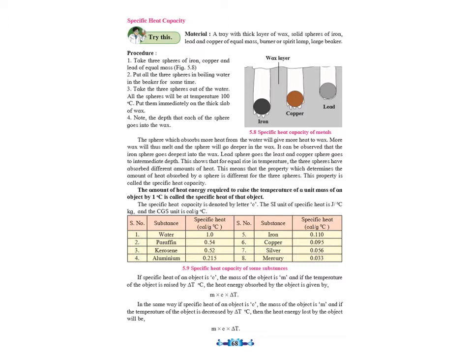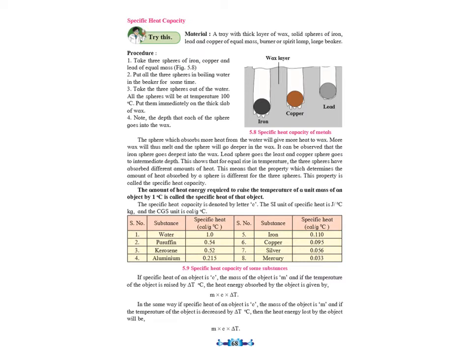This means that there is a property which determines the amount of heat absorbed, and it is different for these three spheres. This property is called the specific heat capacity. In other words, every object has a different capacity to absorb heat. For example, if I am taking an iron ball and putting it in boiling water, it will absorb heat. But suppose I put a plastic ball, what will happen? It will melt. So obviously, because the substance is different, their capacity to absorb heat will also be different.